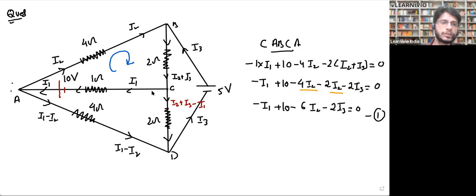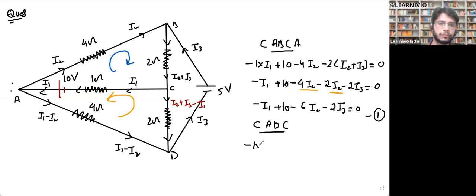I need 2 more equations. For the next equation, let's move in this loop. Let's name this loop C, A, D, C. Ahmed, if you're moving from C to A, are you going in the direction of current or opposite to the direction of current? Direction of current. So it will be minus 1 into I1.